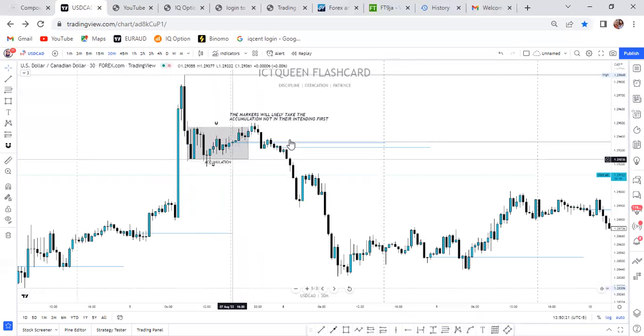They run buy stops. You can see how they run buy stops right here. After they run buy stops, what happened? That is a Judas swing up above the midnight open price.